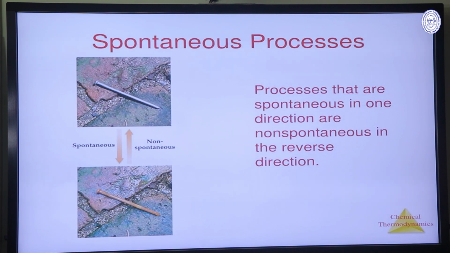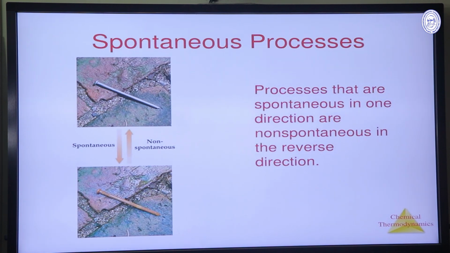Here you can see a small iron nail that has been left on its own under the atmosphere. After a certain time, what do we observe? It is the natural tendency, under the presence of moisture and oxygen, that this nail gets rusted. Now, if I want to revert it back to its original condition, I need to treat it with some kind of an acid. That means artificially I have to treat it so that it can revert back. But naturally, this rusted iron can never go back to its original form.